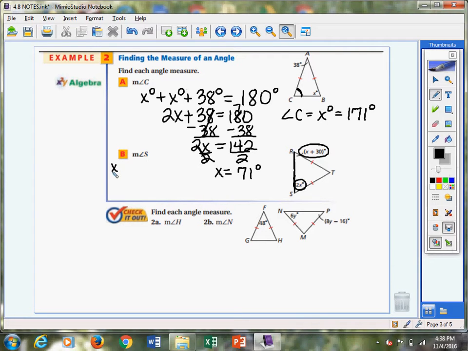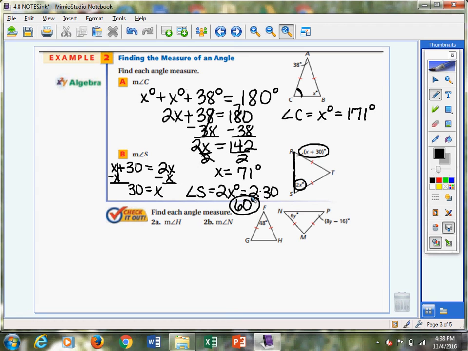So the math behind this would be, you're just going to take x plus 30 degrees and set it equal to 2x. Take away x from each side, and 30 is equal to x. And so let's take a look. They want to know, what is the measure of angle S? Well, angle S is 2 times x degrees. If x is 30, 2 times 30 is 60 degrees. So the measure of angle S is 60 degrees.